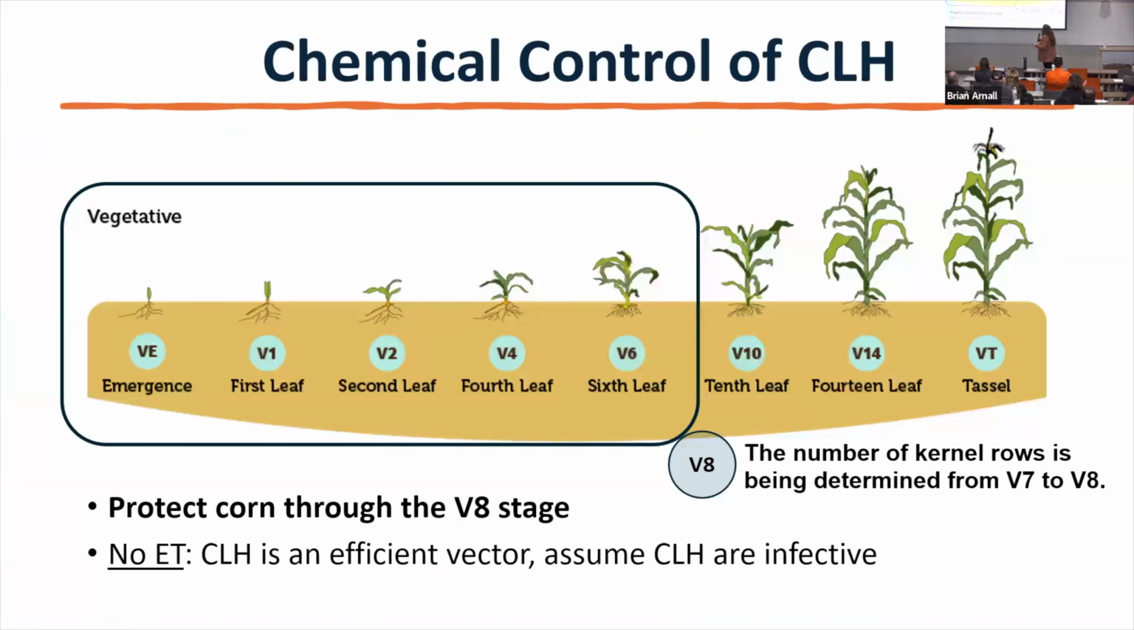All right, so protecting corn through the V8 stage, why is that? Myra talked about timing and how long it takes these pathogens to circulate inside the insect, build up, and then be transmitted, and then the delay in that transmission resulting in the symptomology showing. You also need to think about what happens at about the V7, V8 stage: the number of kernel rows is being determined. So that's another important reason why we want to protect those stages. There's no economic threshold. You should assume, because of the efficiency of this vector, that if you see one, it is infected and has the ability to be infective. So that is why we like to promote the idea of spraying whenever you see one.